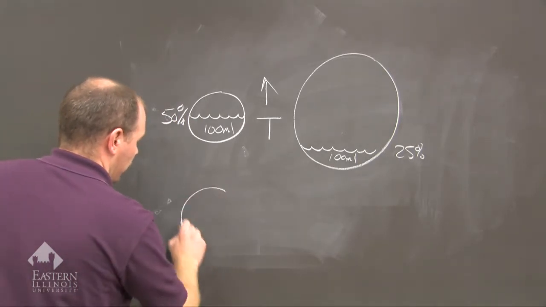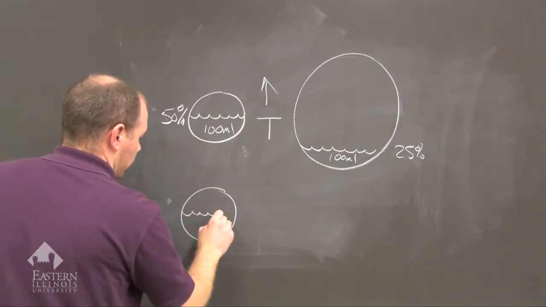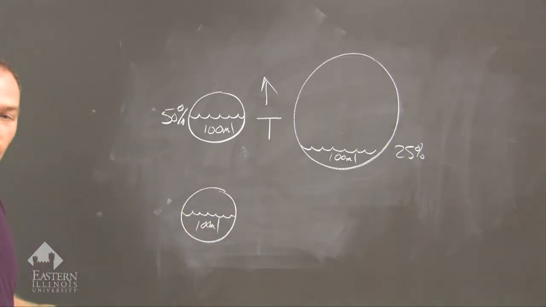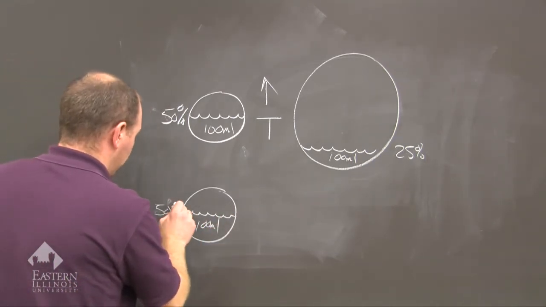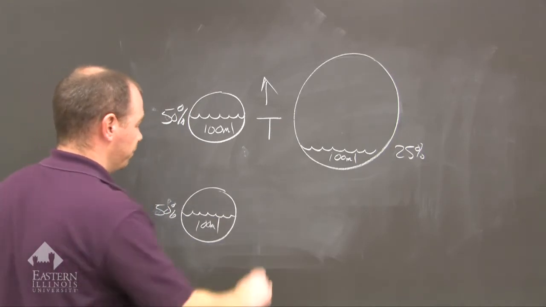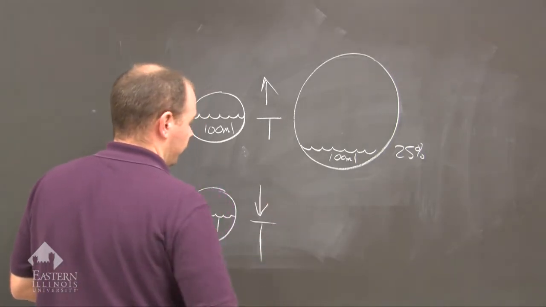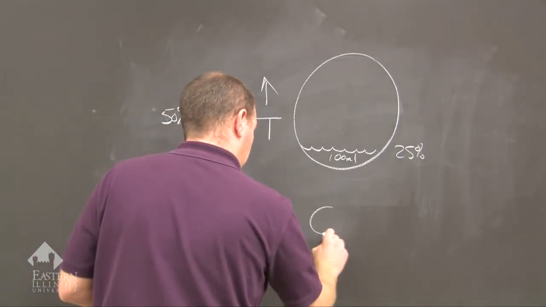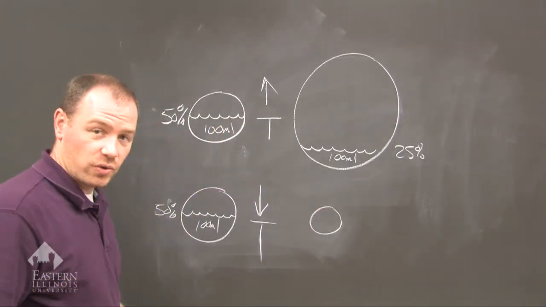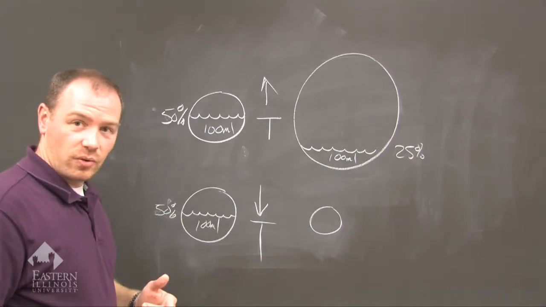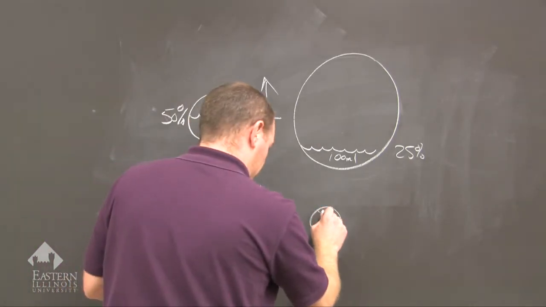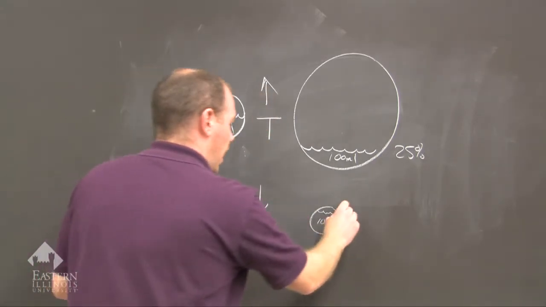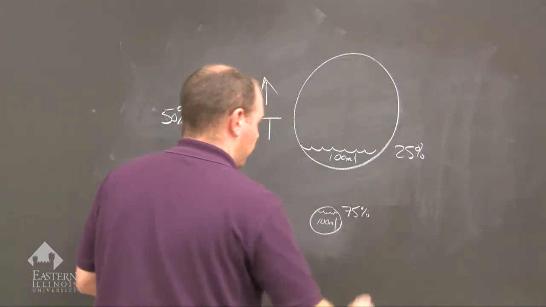We start with another parcel of water, 100 milliliters of moisture. We start out with 50% relative humidity. We decrease the temperature. We know that if we decrease the temperature, the parcel shrinks. When the parcel shrinks, what happens to the water level? It goes up. So the volume has not changed. The water level goes up. Now we have 75% relative humidity.